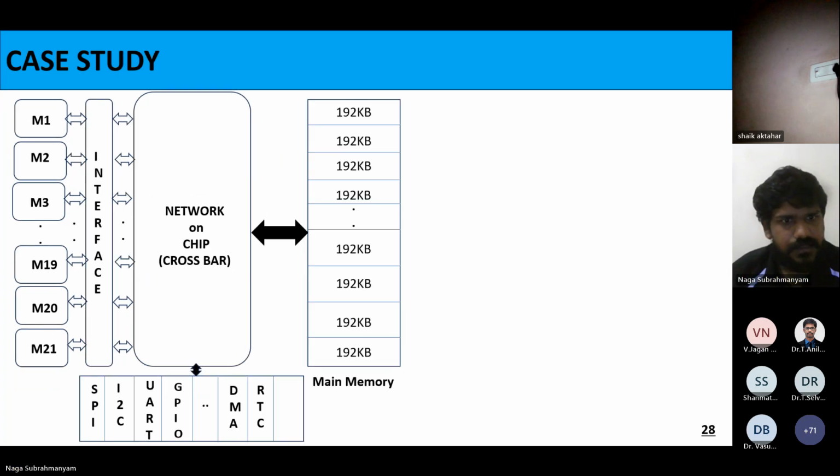Next, we designed a memory also, and we verified the memory also. The memory has a cache memory. For one address location, if all masters want to access it, then what will happen? All of these M1 to M21 master IPs want to access one location, let's say 4192 KB, and they want data from it.